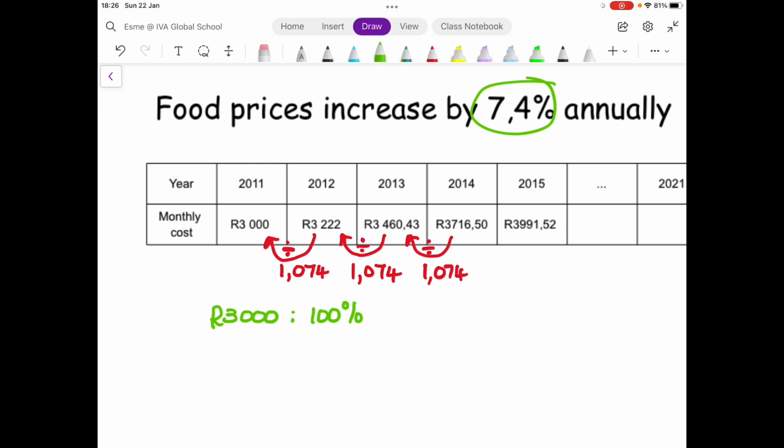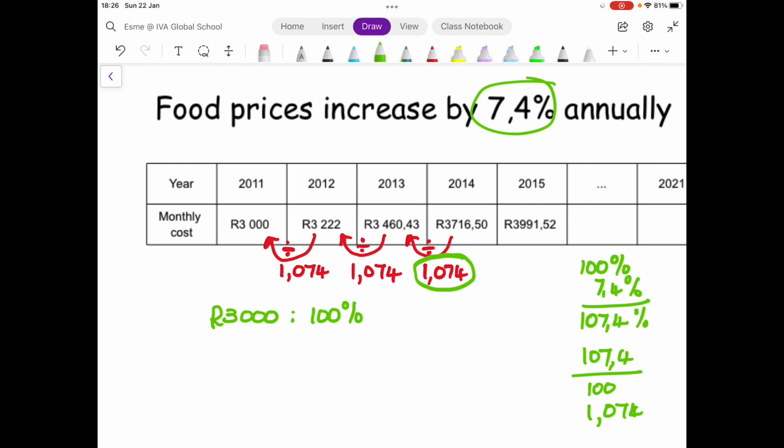So I'm going to have 100% plus 7.4%, and that will give me 107.4%. If I write it as a decimal, so 107.4 over 100 will give me 1.074, which is what we have got there. Okay, but we're going to do it like this.